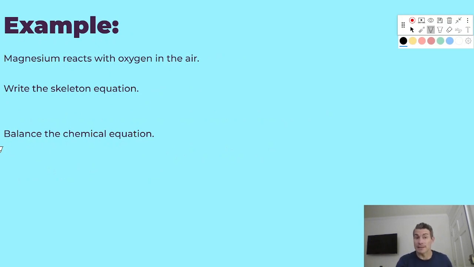We have magnesium reacting with oxygen in the air. I think we got it. So we know we have Mg, and I'll try to make my writing a little neater this time. And then we know we're going to have a plus sign because that magnesium is going to mix with the oxygen. The important thing to know about the oxygen is it's a diatomic molecule, so you're going to have an O2. The other thing that we talked about is making sure we add physical states to our chemical equations. And this is a synthesis reaction, so it's going to synthesize into magnesium oxide.